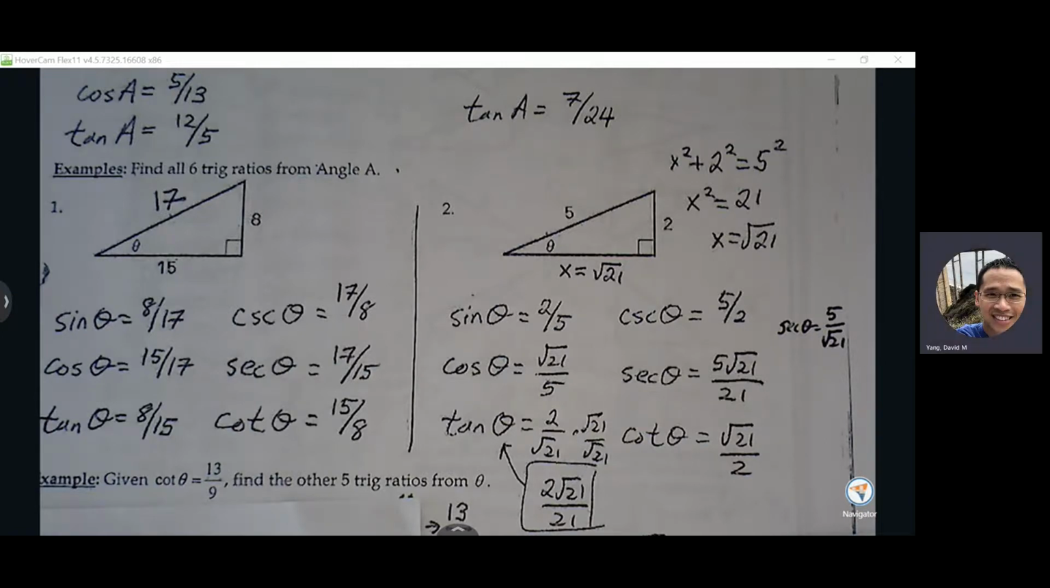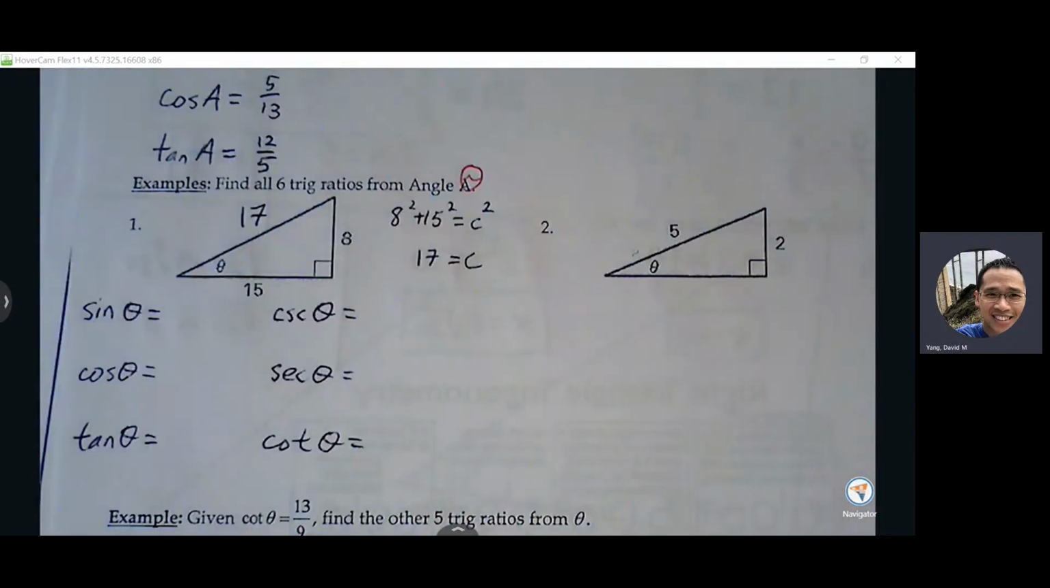Any questions? Let me know if you want me to clarify anything that we just went over. Does anybody still need this page? Okay, let's go to the bottom here.